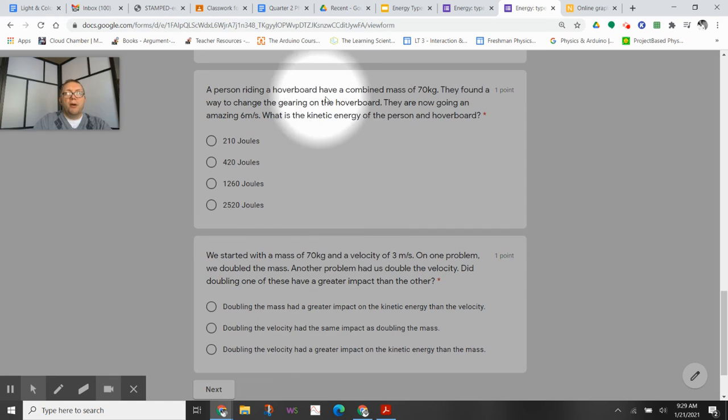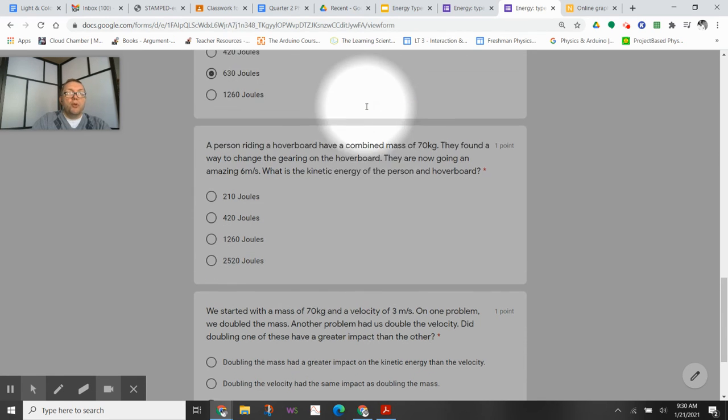All right. Now, the person riding the hoverboard has a mass of 70 kilograms. They get rid of their friend, ditch them. They found a way to change the gearing on the hoverboard. You be careful, kid. And now they get it going an amazing 6 meters per second. Hold on. That's fast. What's fast for a hoverboard, actually? What's the kinetic energy of the person on the hoverboard in this circumstance?